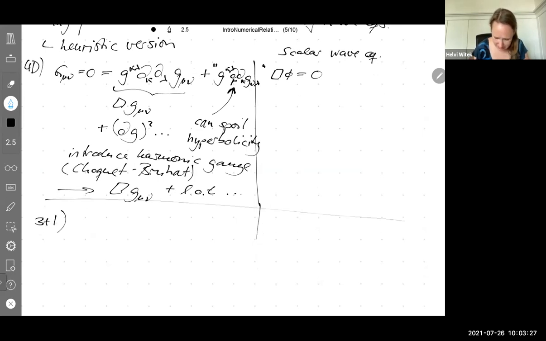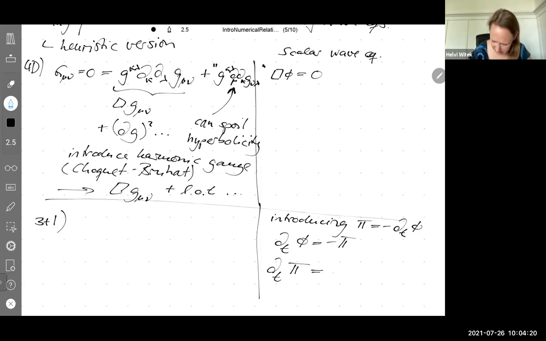And again, let's start with a scalar wave equation so that we can compare and see similarities in the structure of the equations. If I take my wave equation, I can write it down as a first order in time problem by introducing a kind of momentum. Let me call this pi equals minus some time derivative of the scalar field. If we do that, we can write the scalar wave equation as a set of first order in time, second order in space equations. So we have a time derivative of phi equals minus pi, just by definition. And if we insert this definition, we can write a time evolution equation for pi that equals minus the Laplacian of the scalar field.